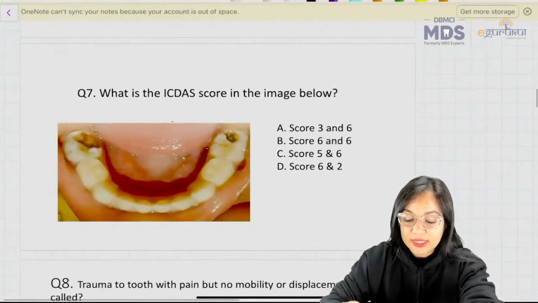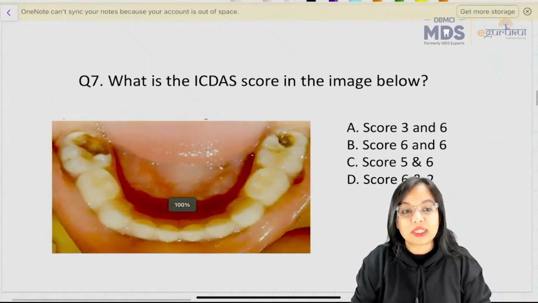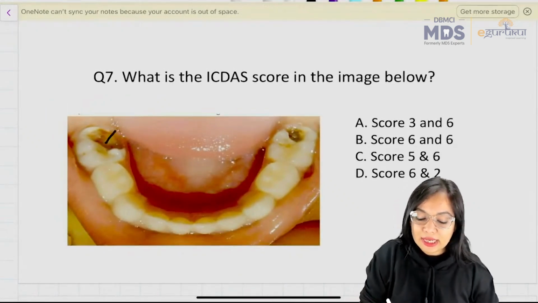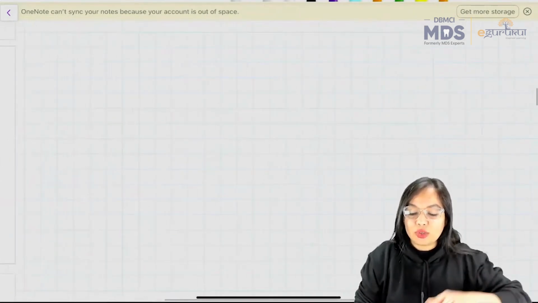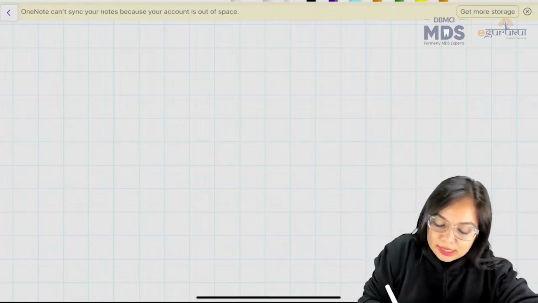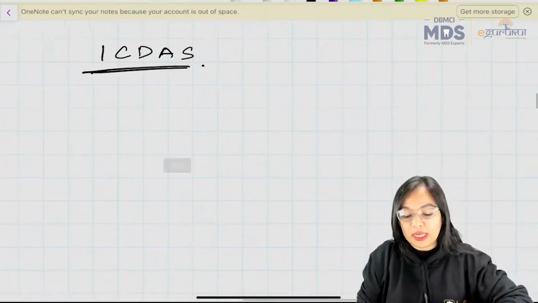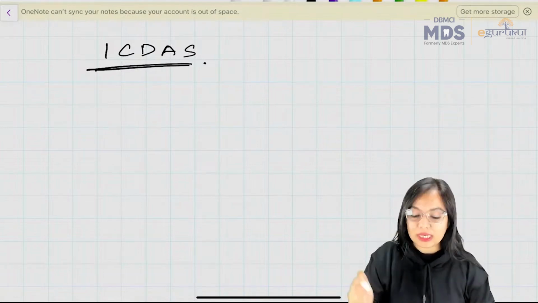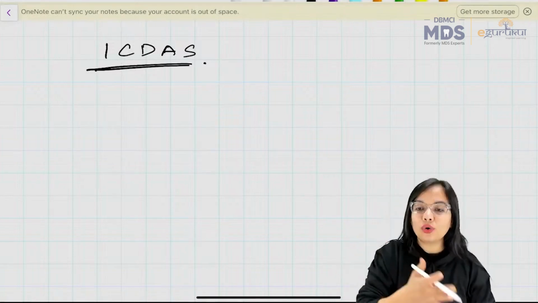The next question, the seventh, is what is the ICDAS score in the image that is given below? So the ICDAS score here is 6 and 6. So the answer is B, that is score 6 and 6. So let us quickly brush up on what ICDAS scoring is. In order to grade the severity of dental caries, we use the ICDAS scoring. It has a code from 0 to 6.